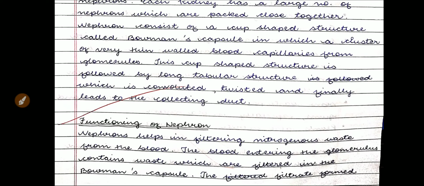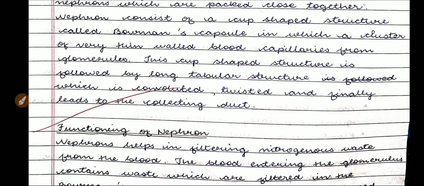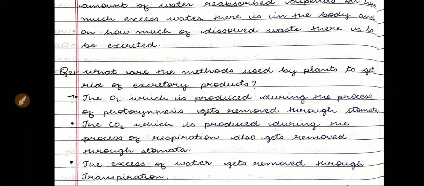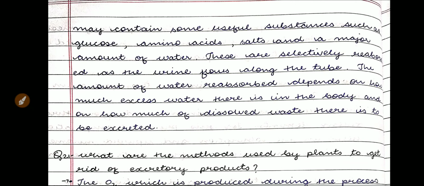Functioning of nephrons. Nephrons help in filtering nitrogenous waste from the blood. The blood entering the glomerulus contains waste which is filtered in the Bowman's capsule. The filtrate formed may contain some useful substances such as glucose, amino acids, salts, and a major amount of water. These are selectively reabsorbed as the urine flows along the tube. The amount of water reabsorbed depends on how much excess water there is in the body and how much dissolved waste there is to be excreted.